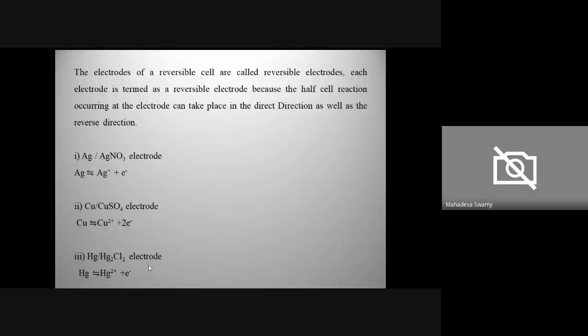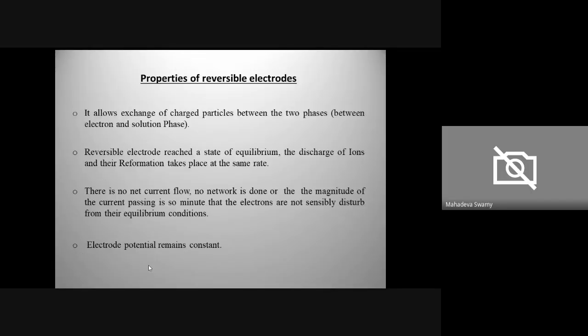Okay, next, the properties. Any electrode, if it is reversible, has some properties. What are those properties? It allows exchange of charged particles between the two phases, the electrode phase and the solution phase. So that is the reversible electrode property.